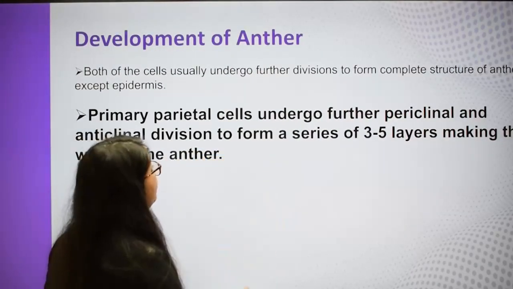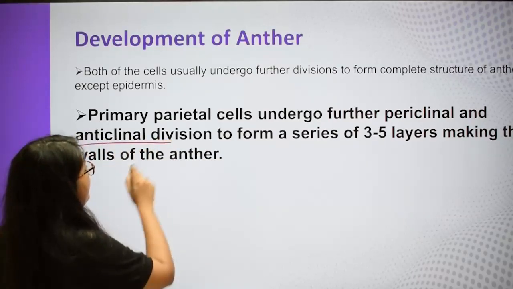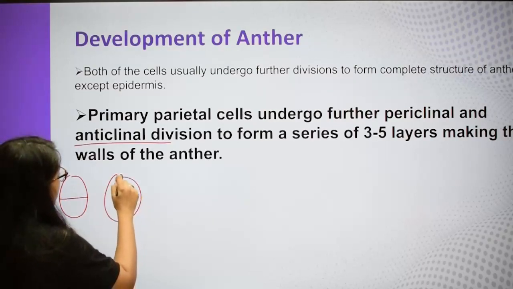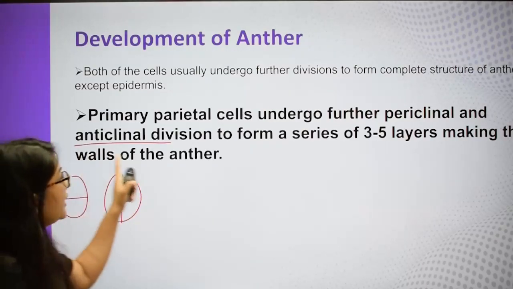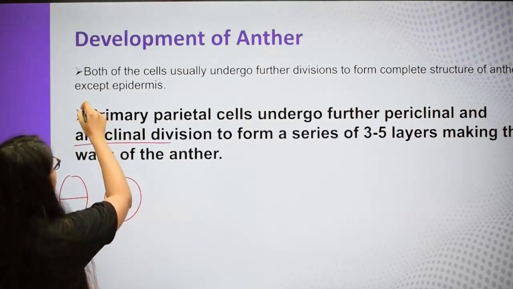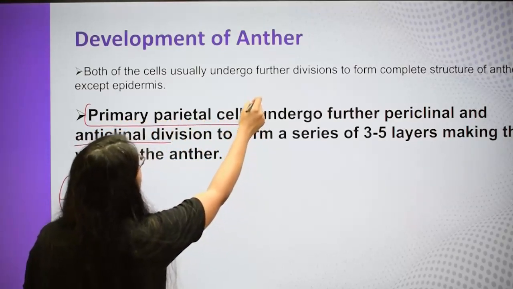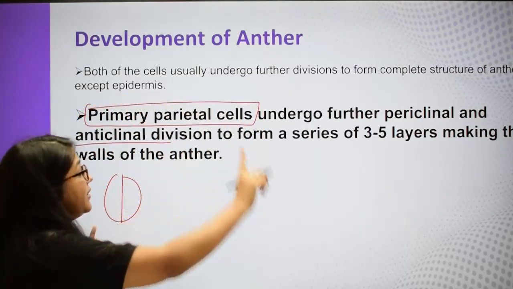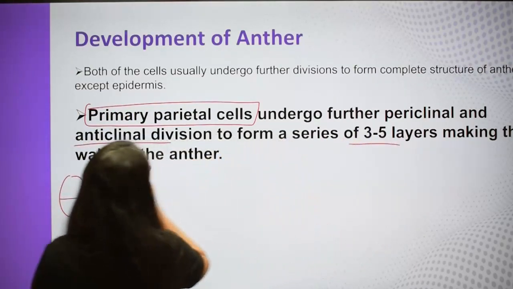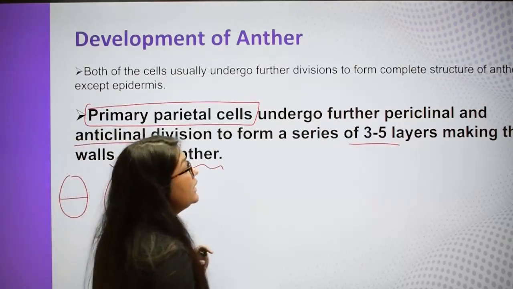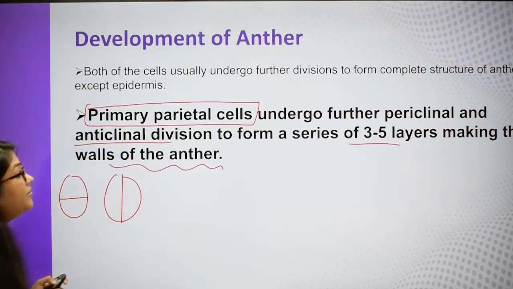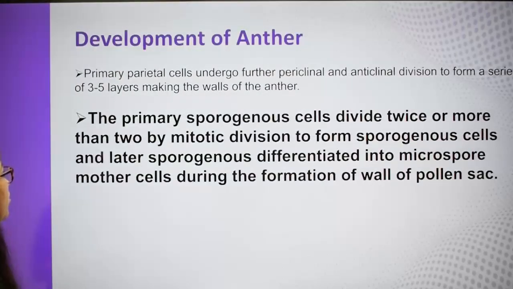Primary parietal cells undergo further periclinal and anticlinal divisions, right? What is periclinal and anticlinal? This is your periclinal division, this is your anticlinal division. The primary parietal cells, now this is important, you have to make note of which cell is dividing to form which structure. So here the primary parietal cell is dividing and it is going to form a series of 3 to 5 layers making the walls of the anther. We'll be talking about the walls of the anther: endothecium, middle layer, tapetum. We'll be talking about all of them.